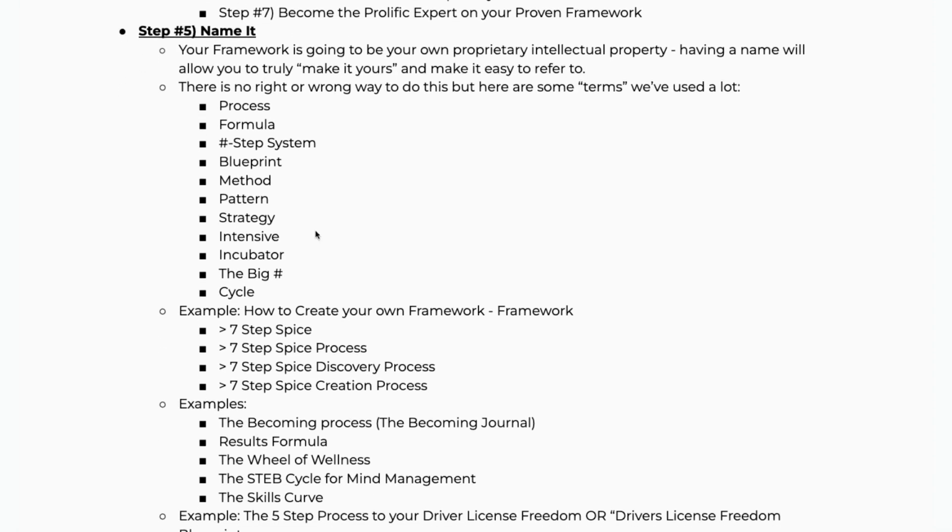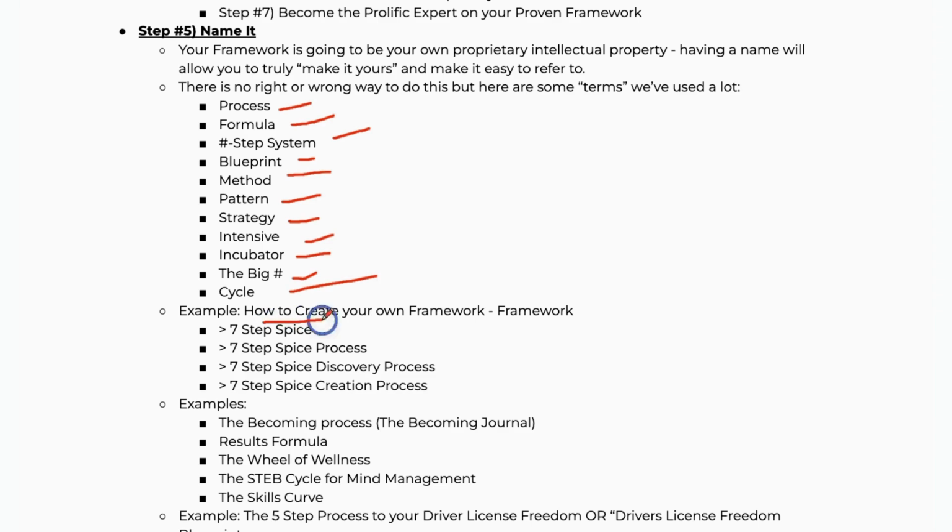A lot of times we use terms like the process, the formula, the number step system, the blueprint, the method, the pattern, the strategy, the intensive, the incubator, the big three, right? Something cycle, right? And so this is going to change over time. And the reason why we call it a hypothesis is because even the name and the steps and everything's going to kind of adjust as you go along.